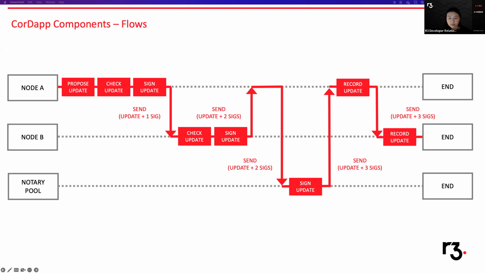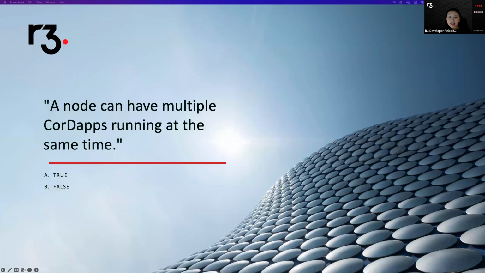Okay, so just before we move on to live coding, I just want to ask you a couple of questions to make sure that you've understood everything okay and that we're on the same page. So first question is, a node can have multiple CorDapps running at the same time. Do you think that this is true or false? Try to put in the chat what your answer is. Is it A or is it B? What do you think?